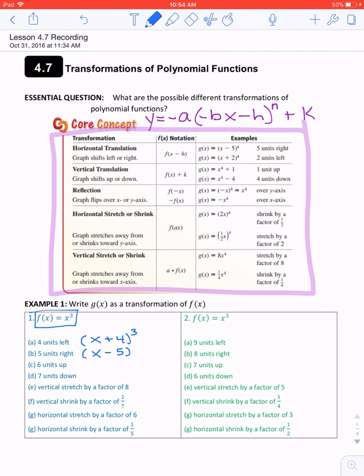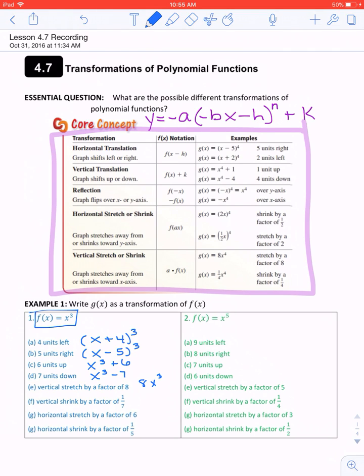x minus 5 cubed. How about 6 units up? x cubed plus 6. 7 units down. x cubed minus 7, right? Vertical stretch by a factor of 8. So verticals go in the front of your function. So you should have 8 x cubed.